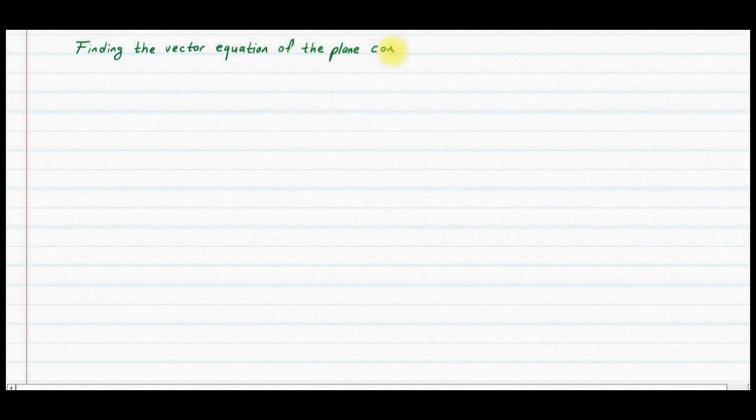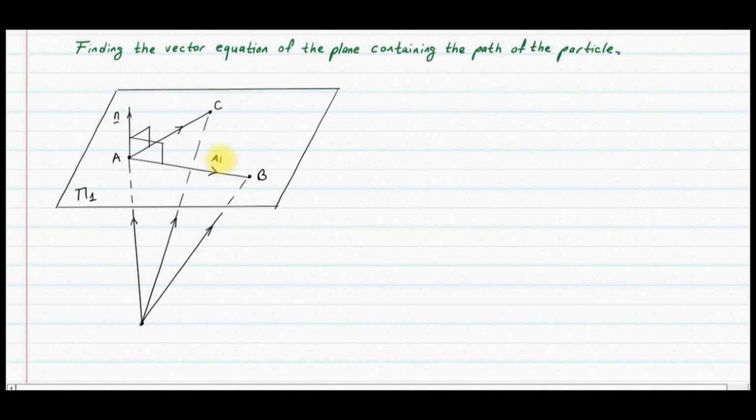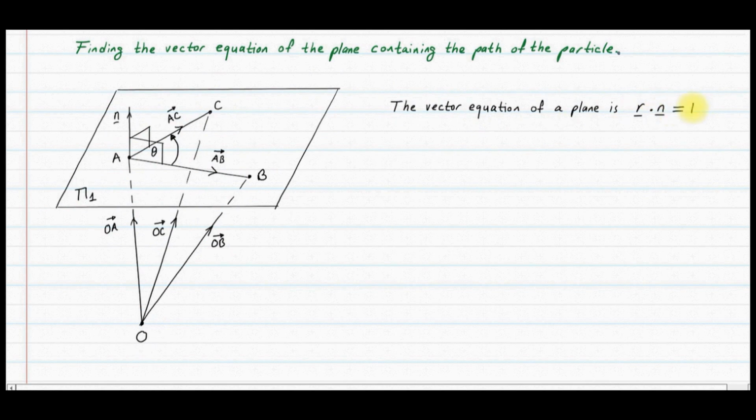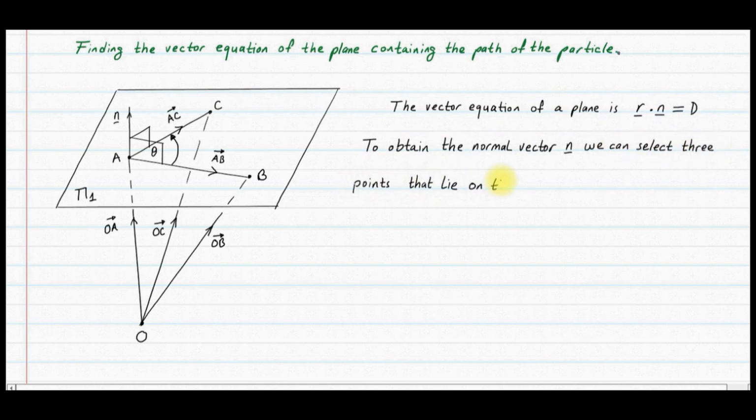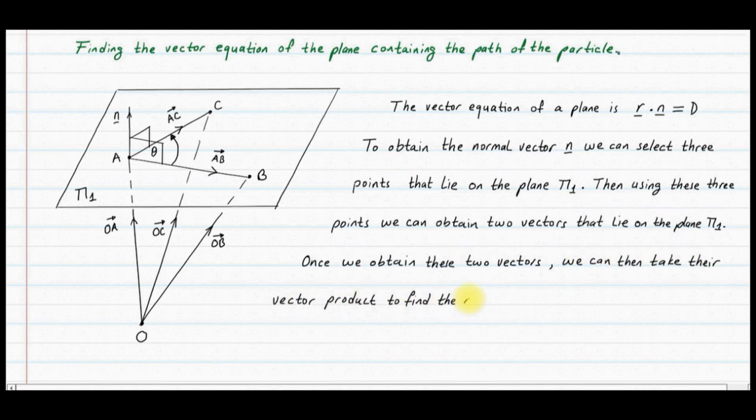Finding the vector equation of the plane containing the path of the particle. The vector equation of a plane is r · n = D. To obtain the normal vector n, we can select 3 points that lie on the plane pi1. Then, using these 3 points, we can obtain 2 vectors that lie on the plane pi1. Once we obtain these 2 vectors, we can then take their vector product to find the normal vector n.